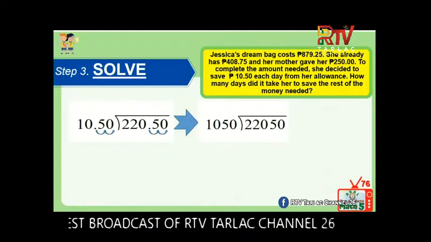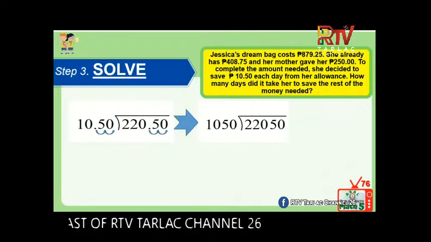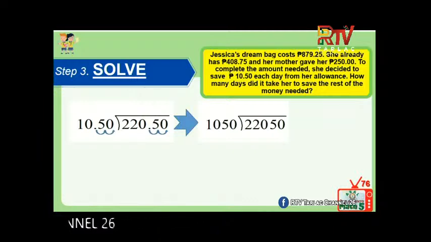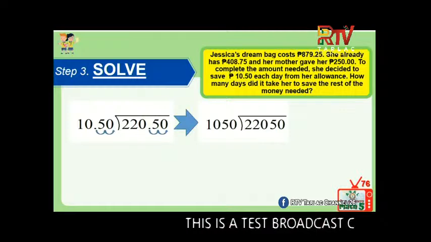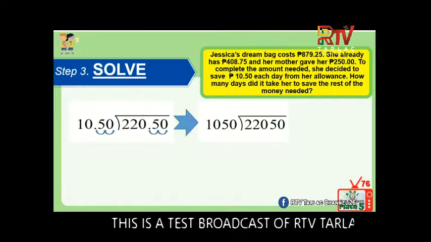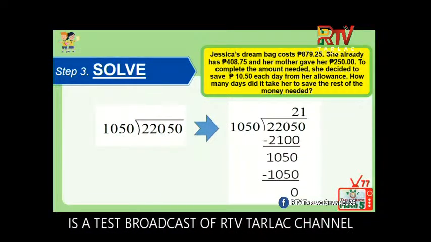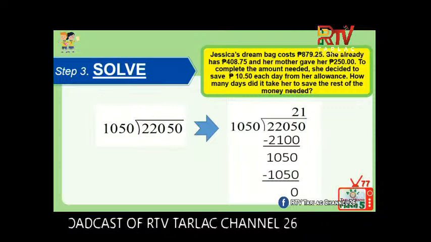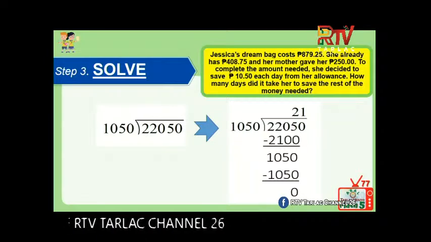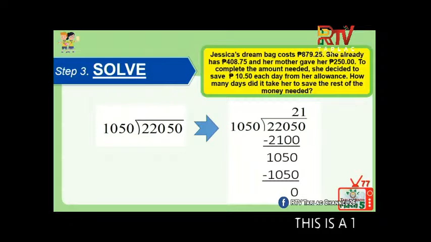Then, do the same with the dividend. Move the decimal point to the right twice also. 220.50 will become 22,050. After doing so, proceed in dividing. 22,050 divided by 1,050, you will have a quotient of, yes, our answer will be 21.